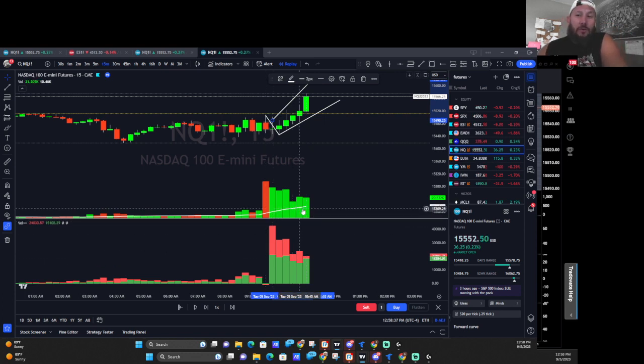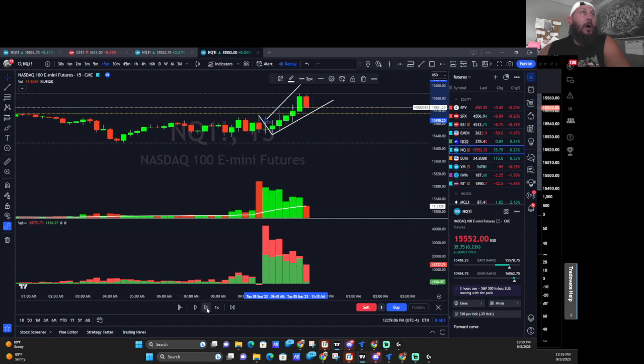Now, this also shows you buyers were in control simply because if this is green, these are going to be green. This does not portray that, but it gives you a better picture of roughly how much buying and selling was going on. All right, so let's go to the next candle, and voila, we got a green candle.